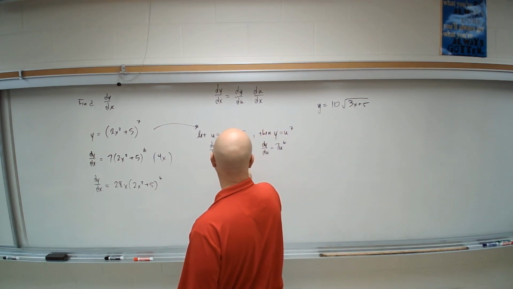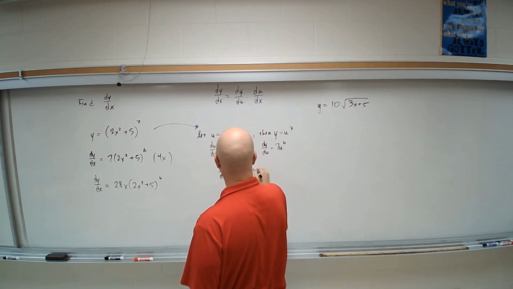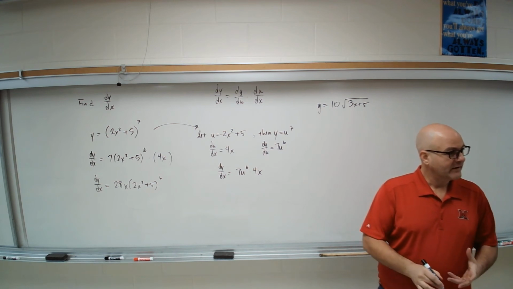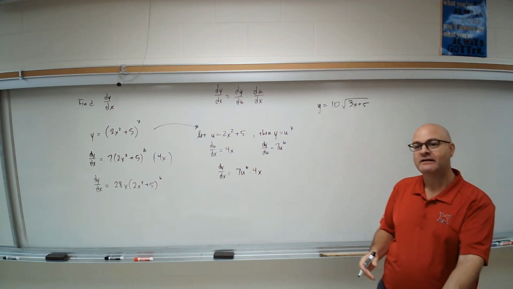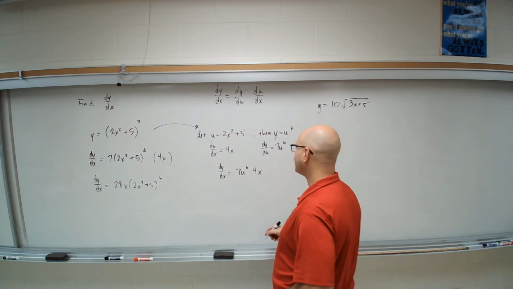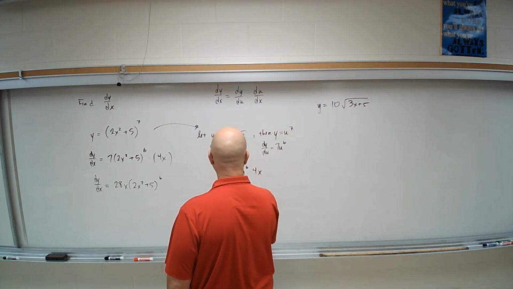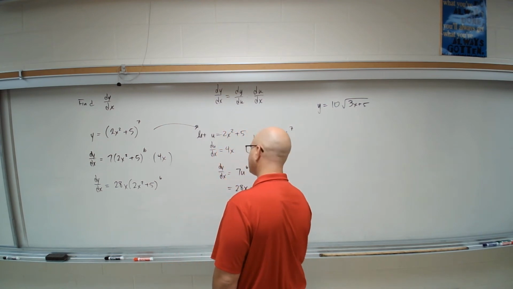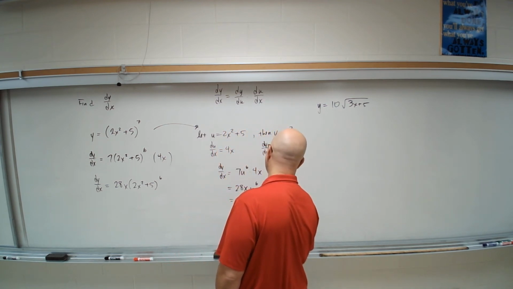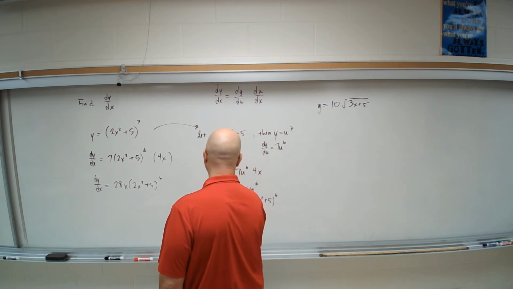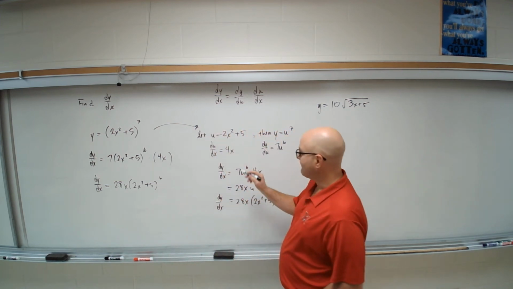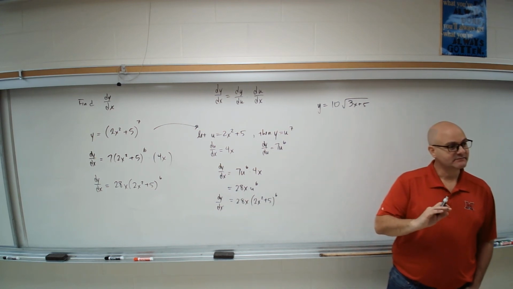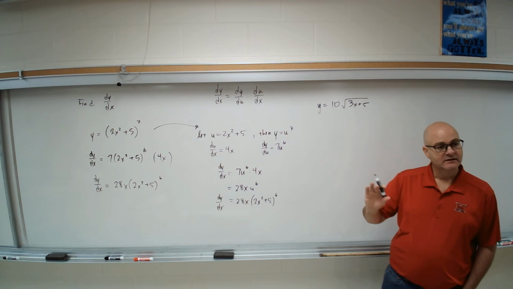So it would be 7u to the 6th times 4x. Now again, we don't want u's in our answer at all, right? Because u was a substitution that we made. We have to undo it before we give our answer. So that's 28x times u to the 6th, which is 28x times (2x squared plus 5) to the 6th, which would be the same thing that we had before. Same process, different steps.